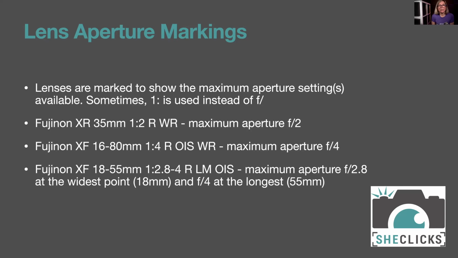Generally speaking, lenses with a constant maximum aperture are more expensive and more highly prized than those with a variable aperture, because you don't have to change the exposure when you're zooming in and out. But those with a constant aperture tend to be a little bit bigger, and also they are more expensive.